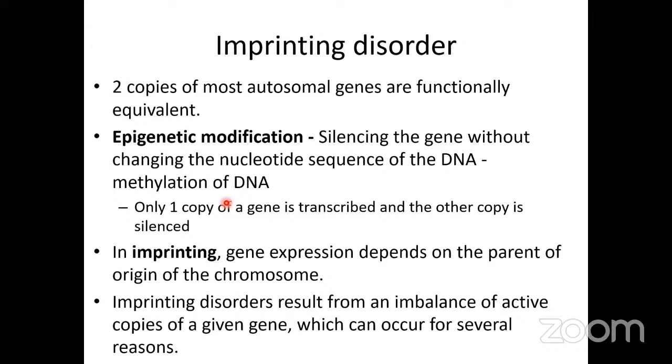That is when, during this lecture, most of you slept. The script is not affected, but the whole script has become blurred. Similarly, epigenetic modification is silencing the gene without changing the nucleotide sequence of DNA. This happens through methylation of DNA. That means only one copy of the gene is transcribed into protein. Another copy is silenced. This is imprinting. So in imprinting, gene expression depends on the parent of origin of the chromosome. Imprinting disorder results from the imbalance of active copies of a given gene, which can occur for several reasons.